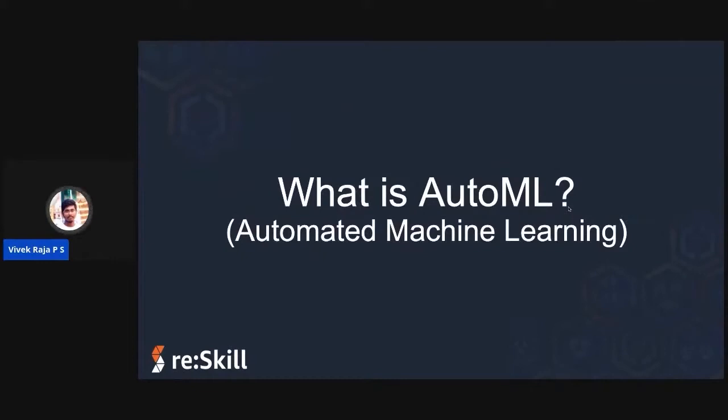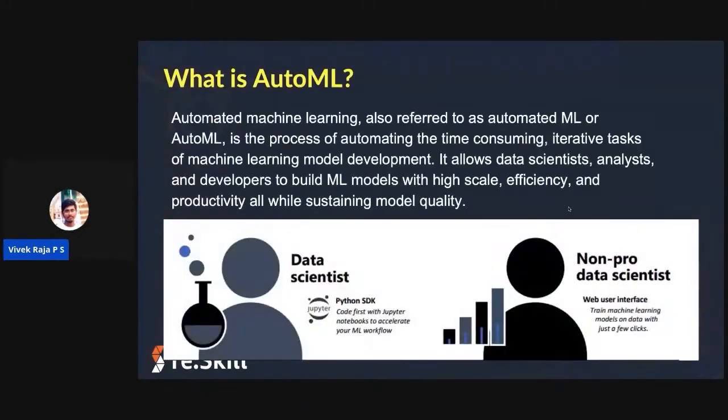So what is AutoML, which is actually known as automated machine learning? Automated machine learning is a process where we automate the entire workflow of machine learning, which involves data collection, data pre-processing, finalizing the model, and deploying it as well. So this is where AutoML comes into the picture. And why is it necessary for people to know about this AutoML feature?